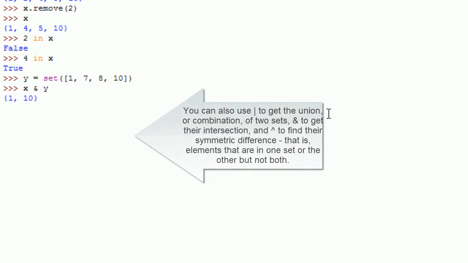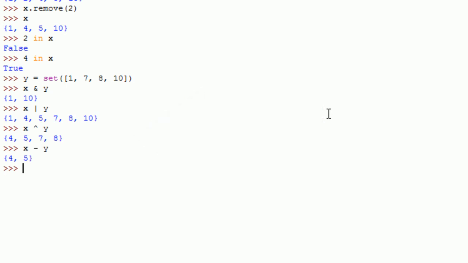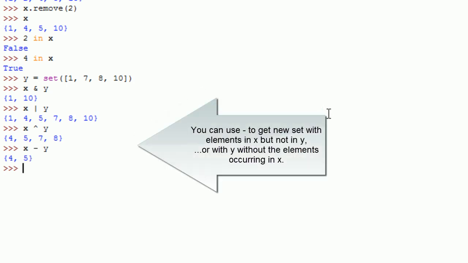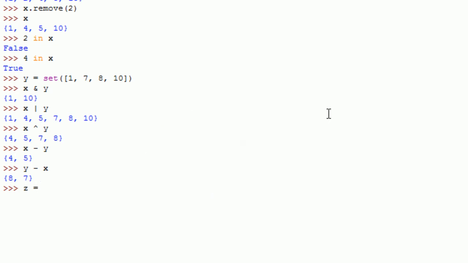You can also use the pipe character to get the union, or combination, of two sets, the and character to get their intersection, and the hat character to find their symmetric difference, that is, elements that are in one set or the other but not both. You can use the minus character to get a new set with elements in X but not in Y, or with Y without the elements occurring in X.